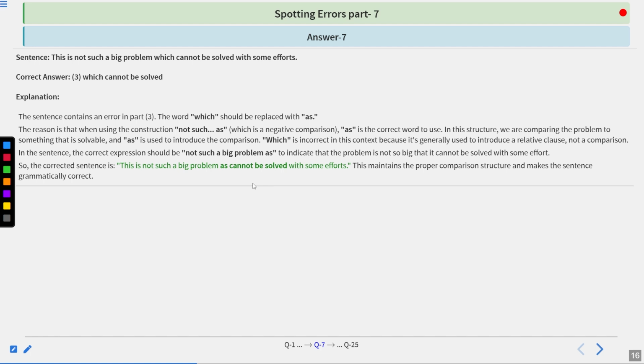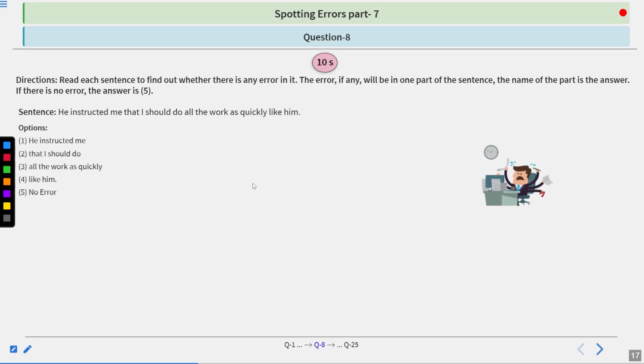So the correct sentence is, this is not such a big problem as cannot be solved with some efforts. This maintains the proper comparison structure and makes the sentence grammatically correct. Let's move to the next sentence. He instructed me that I should do all the work as quickly like him. Options are given below. You have 10 seconds to spot the error.